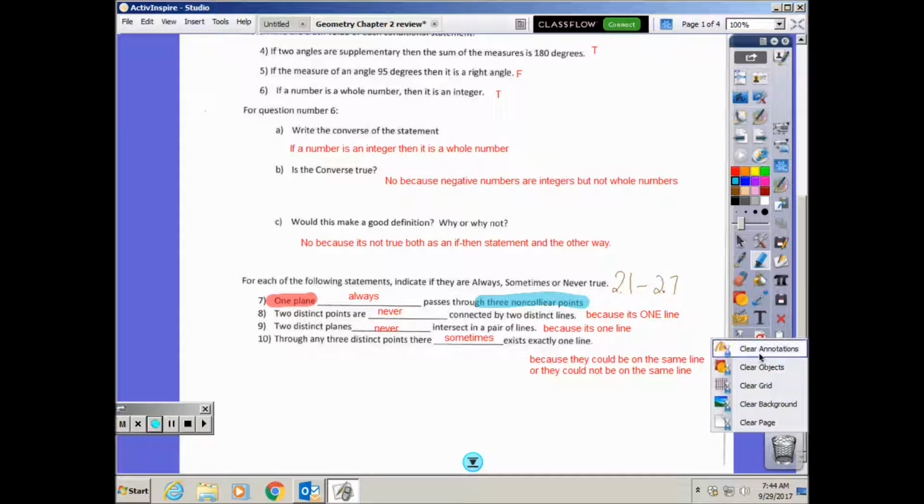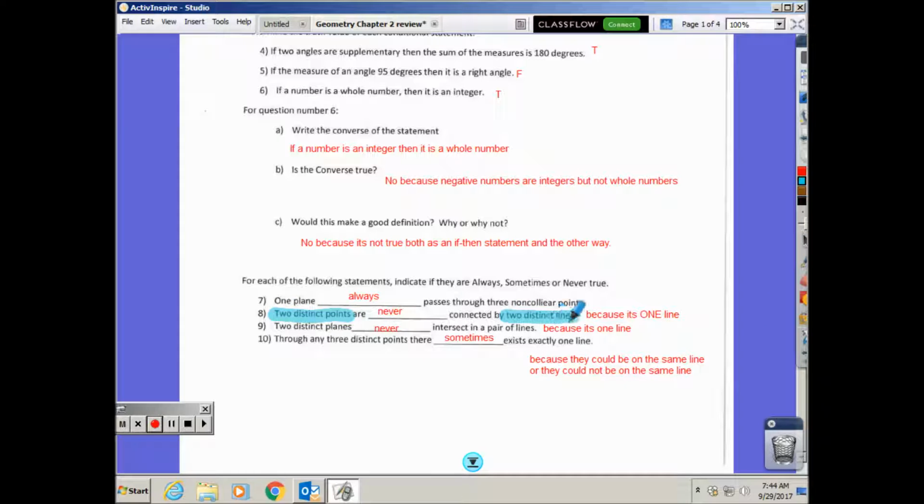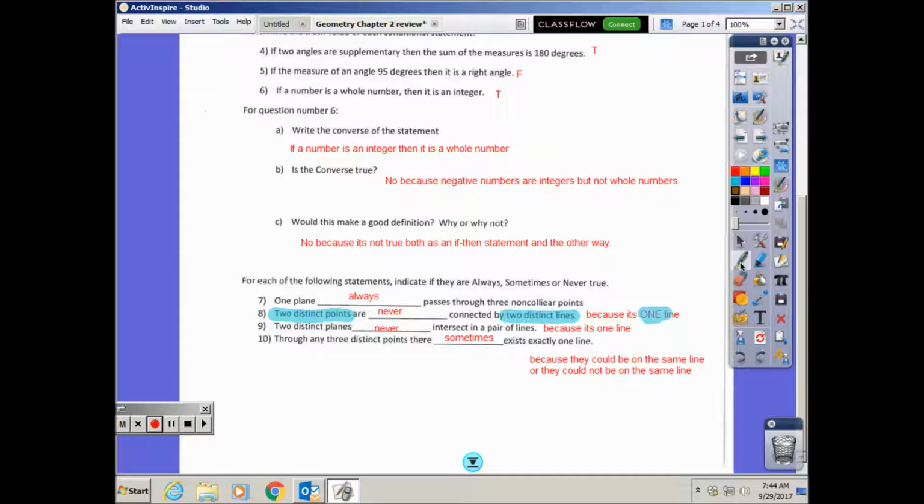For the next one, 2 distinct points are connected by 2 distinct lines. So when you look at your postulate paper, you'll see that it says 2 distinct points make up one line. Not 2, but 1. Since that is directly opposite of what your postulate says, it's never true.